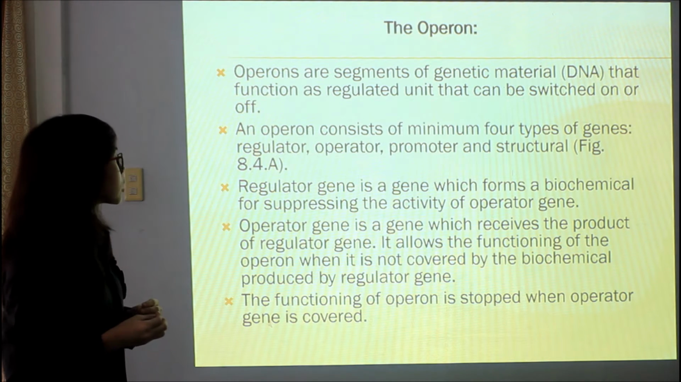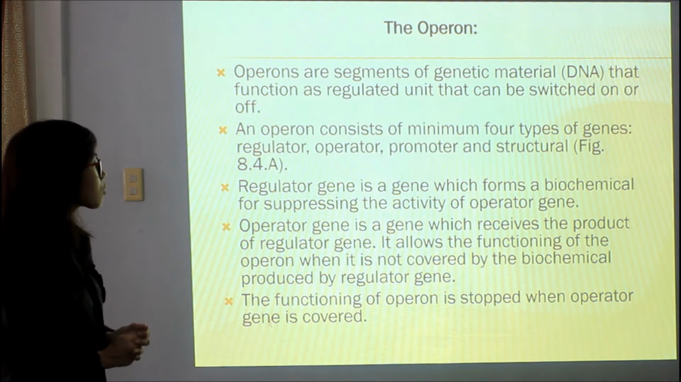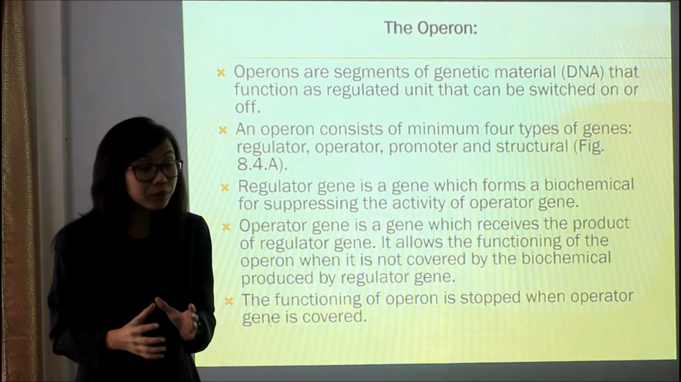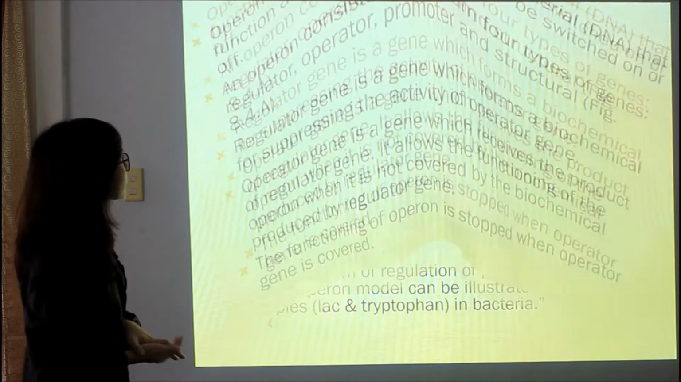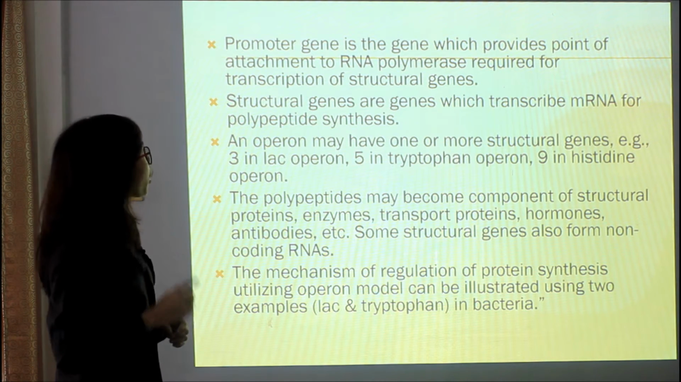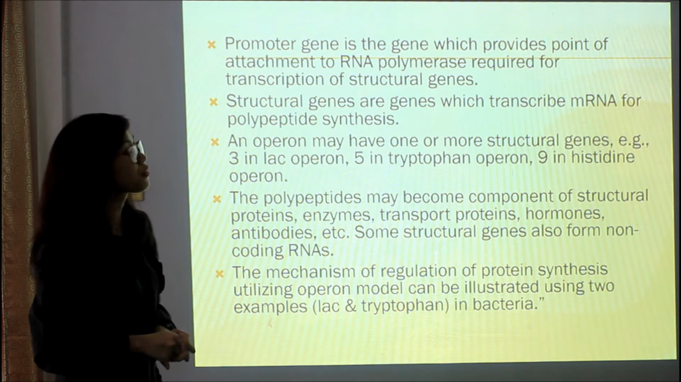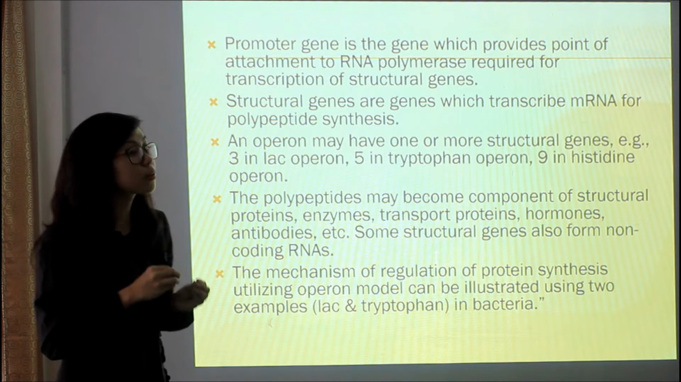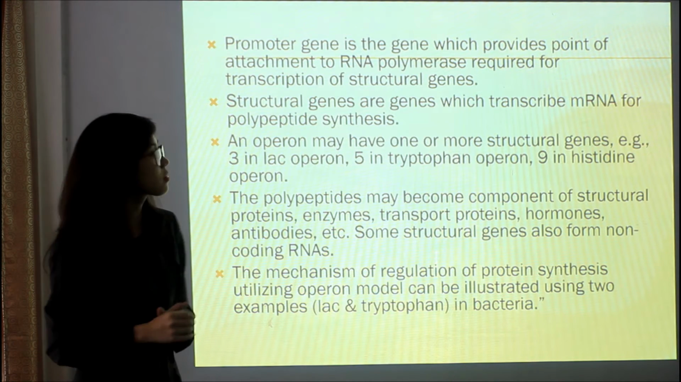It allows the functioning of the operon when it is not covered by the biochemical produced by a regulator gene. The functioning of the operon is stopped when the operator gene is covered. Next, the promoter gene provides the point of attachment to RNA polymerase required for transcription of structural genes. Structural genes transcribe messenger RNA or mRNA for polypeptide synthesis.